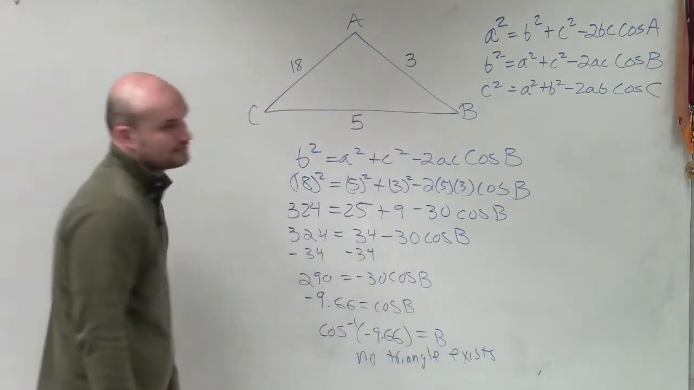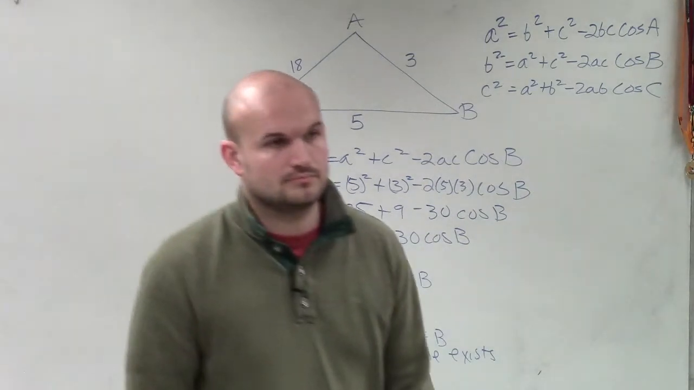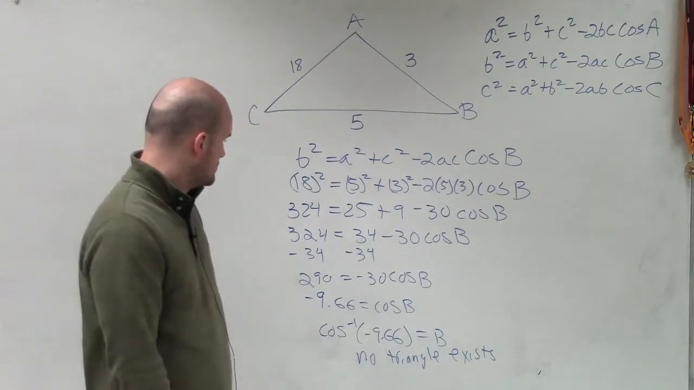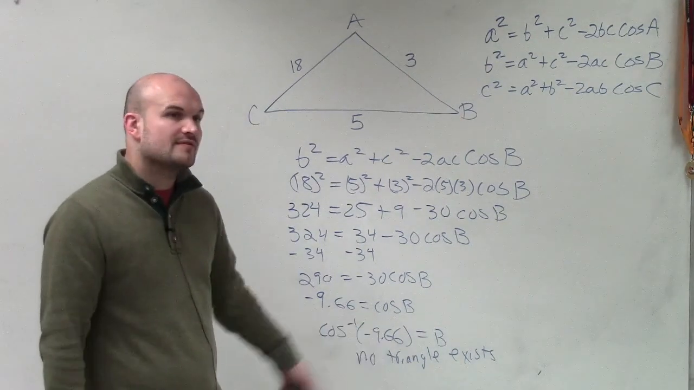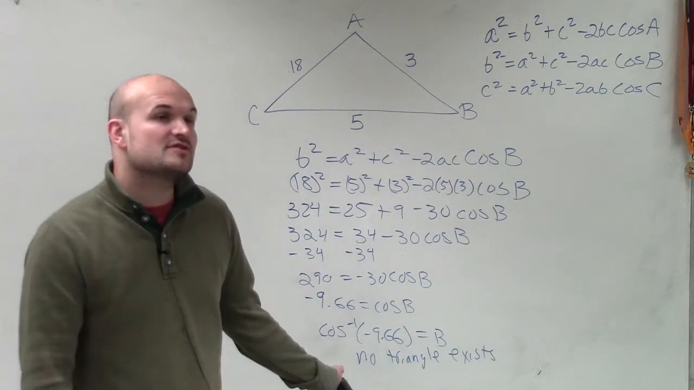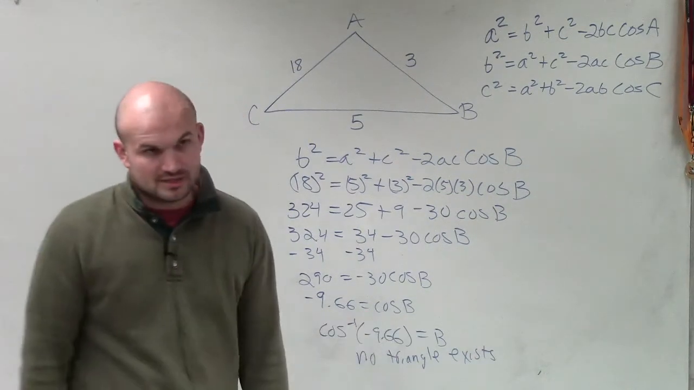Oh my god. Wait, so you do the inverse because it's negative? Huh? It's a negative 9, so you do the inverse? Yeah, you do the inverse cosine of negative 9.66. And since it's not within the domain of the inverse cosine, therefore no triangle exists. Okay?